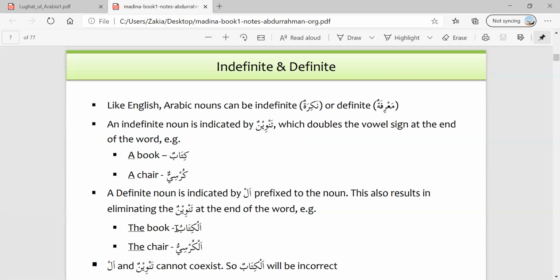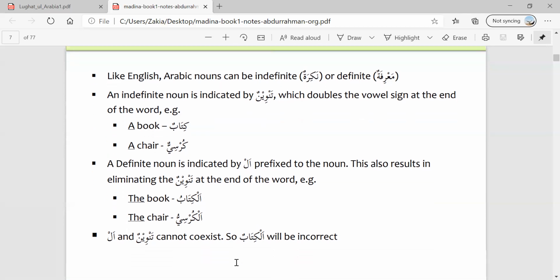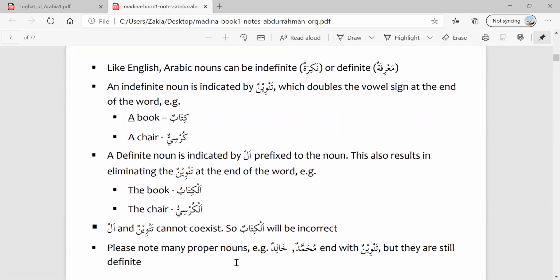And if you notice what they've done here is deleted the double voweling and put a singular vowel at the end, because if you look here, it says al and tanween cannot coexist. So al kitabun will be incorrect. So you cannot have al and the double vowel together. So just put that up here. You cannot have the two together. So if it is double voweling, it's a book, it's indefinite. If it's alif lam, al with one vowel, it's ma'rifa, it's definite. I hope that's clear, inshallah.